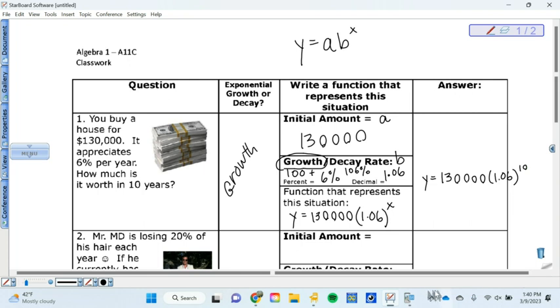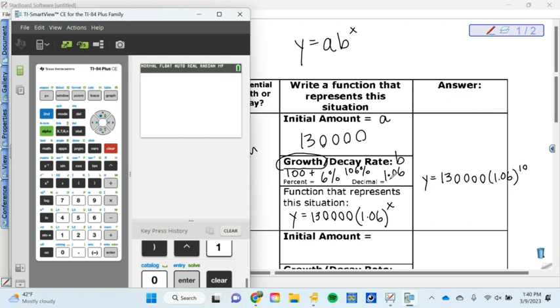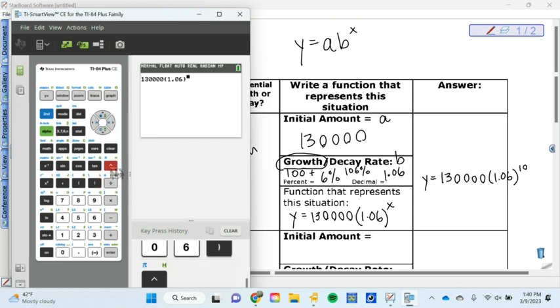Let me show you how we put it in. I don't have to put in the y equals, obviously. I just plug in the numbers. 130,000 and then parentheses 1.06. And then for the exponent, we use this little upward pointing arrow caret thing. It's right here under the clear button. So up to the 10th power, that's what you should get.